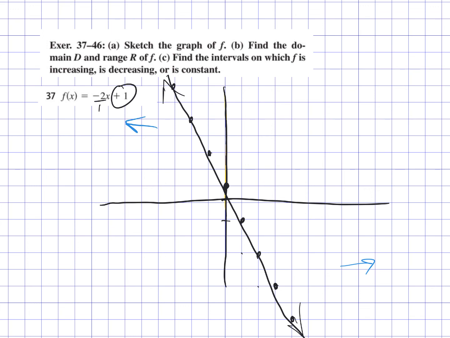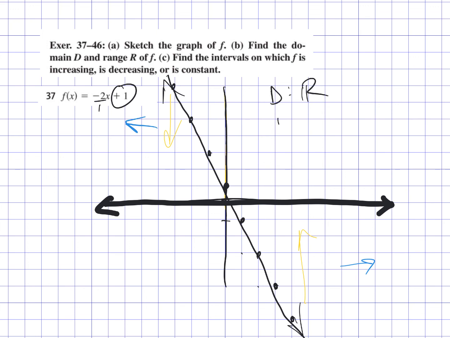So if we were to push all of this down to the x-axis and up to the x-axis, everything would be colored in. It'd be shaded, okay? So the domain is all real numbers. Now what about the range? Well, the same type of thing. If we squish everything to the y-axis, there aren't any holes. So this answer would be all real numbers.